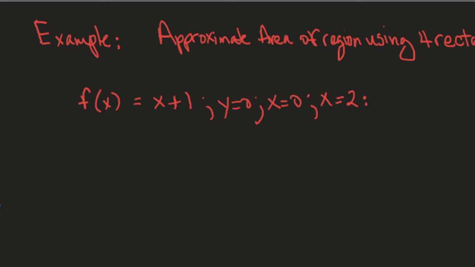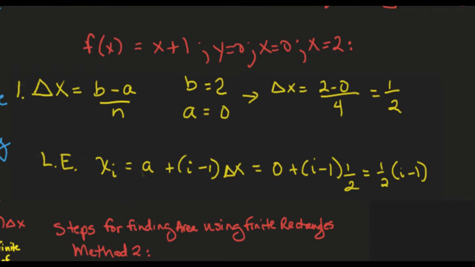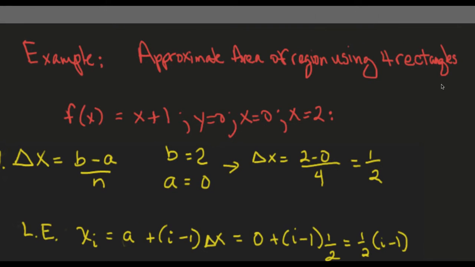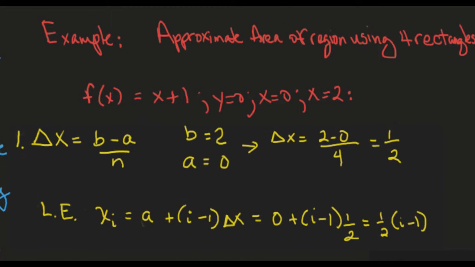Write down the formula for delta x of b minus a over n, and in this case b is 2, a is 0, n was the number of rectangles, which was 4 rectangles. So 2 minus 0 over 4 gives you 1/2. There's your delta x. Now let's just do the lower endpoints for our first example.